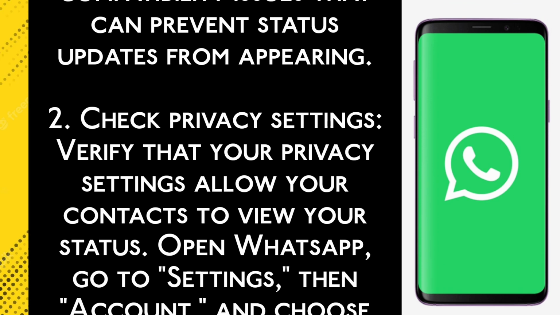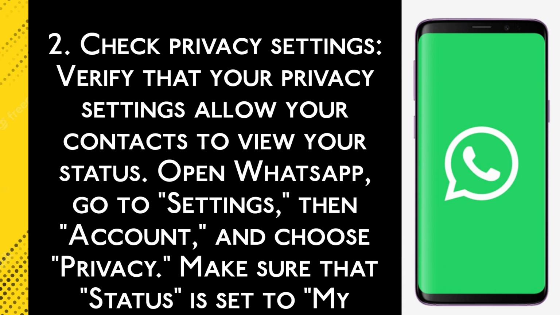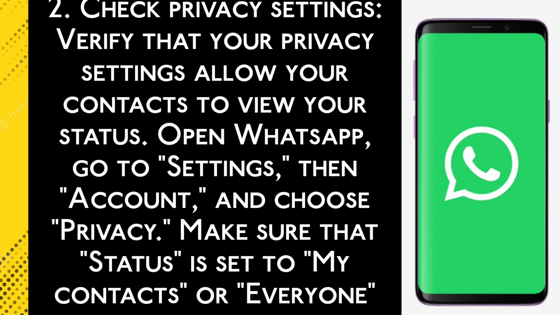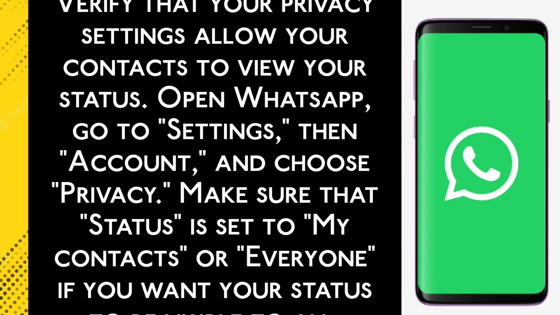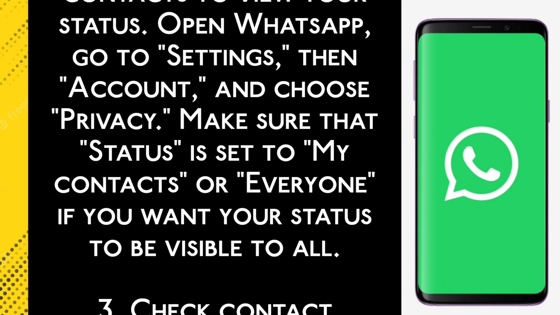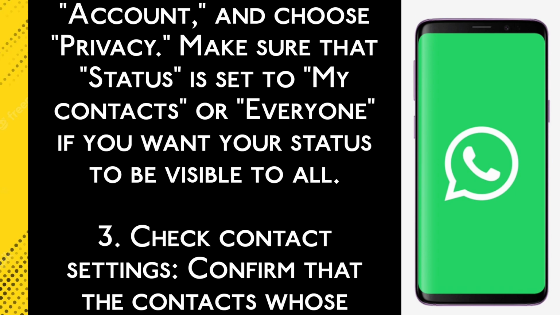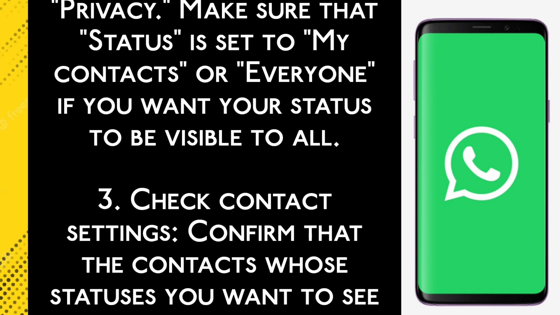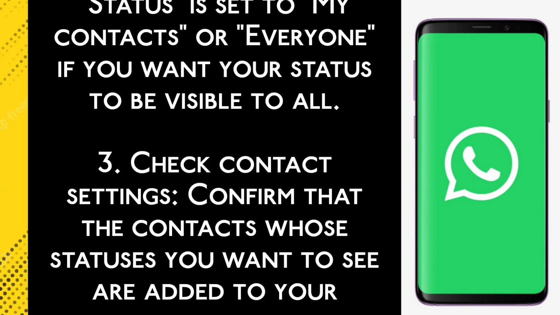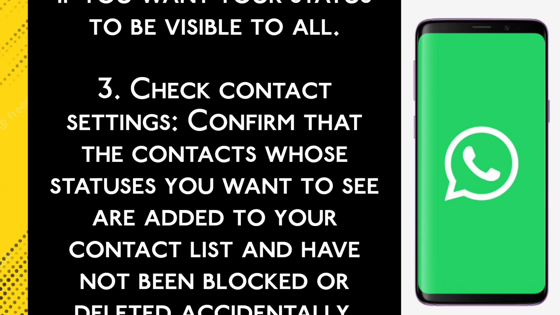Number 2. Check privacy settings. Verify that your privacy settings allow your contacts to view your status. Open WhatsApp, go to Settings, then Account and choose Privacy. Make sure that status is set to My Contacts or Everyone if you want your status to be visible to all.